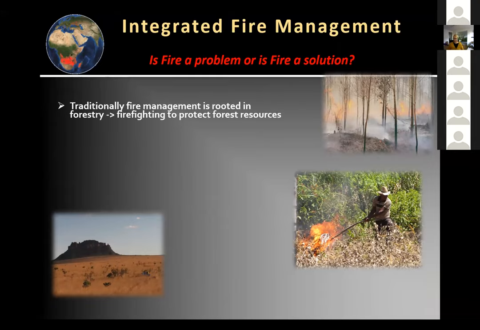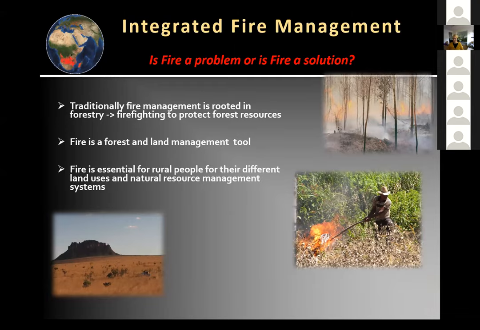So traditionally, as I've said, fire management is rooted in forestry, and there it has long been considered as an enemy. So the forest had to be protected against fires. So firefighting was perceived as the main approach within fire management, because we wanted to protect our forest resources, and we have neglected in many ecosystems that fire is part of the ecosystem. We also have neglected that fire is not only part of certain ecosystems, but it is part of the land management techniques and for local people. So fire is essential for rural people in many parts of the world. It is the cheapest and most economic tool to do their land use and natural resource management.